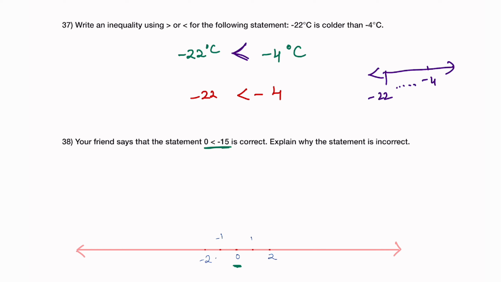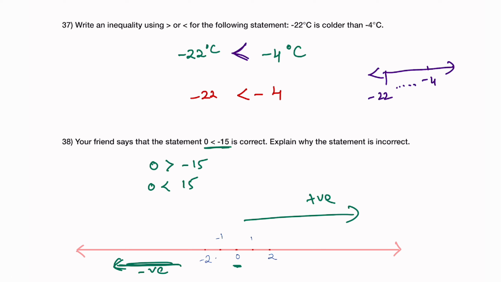Look at the number line. 0 is here. On the right side, you have positive numbers, and this side, you have negative numbers, right? So how can 0 be less than minus 15? These numbers on the left side are less than 0. So 0 is not less than minus 15. Minus 15 is less than 0. So we can draw this number line and explain it, okay? So this is absolutely no, right? So 0 is greater than minus 15, or you could say 0 is less than 15, okay? But 0 is not less than minus 15 for sure.